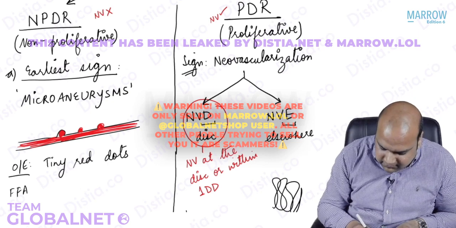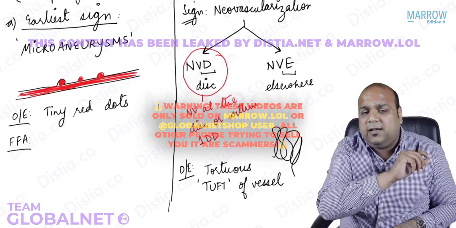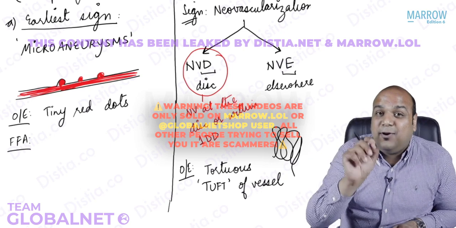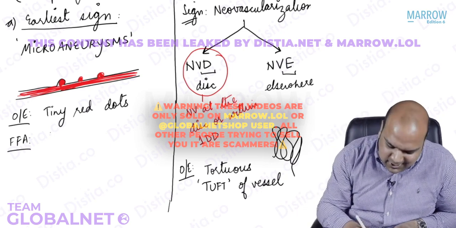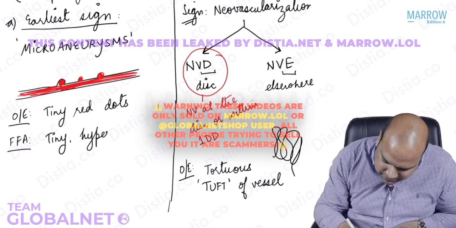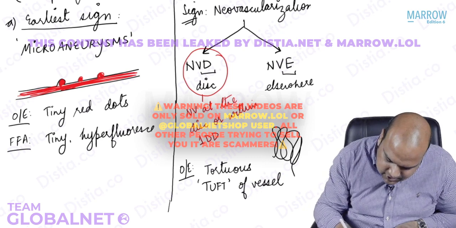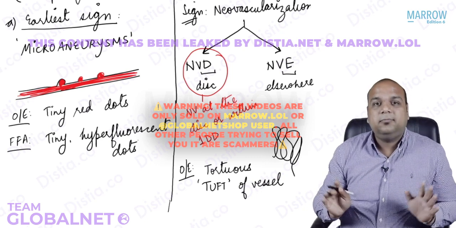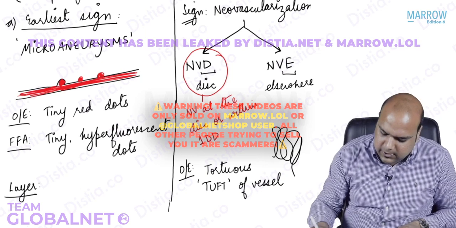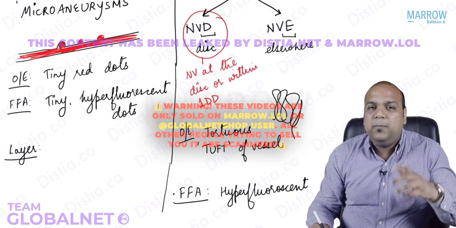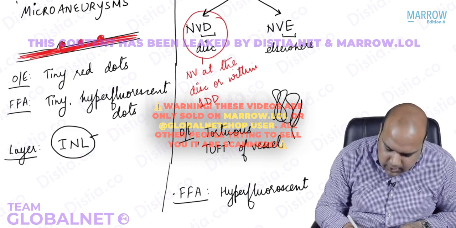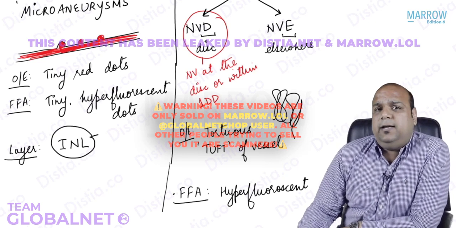On FFA. On FFA again, everybody, the dye is there in the whole blood vessel and then the dye is going into these outpouches also. So what will I be able to see? Tiny hyperfluorescent dots. Yes or no, guys? Yes. Tiny hyperfluorescent dots. Very easy, simple. Now also what they can ask you or what they do ask you is, which layer are these abnormalities seen in? So microaneurysms are seen in inner nuclear layer. Inner nuclear layer. Okay, everybody?